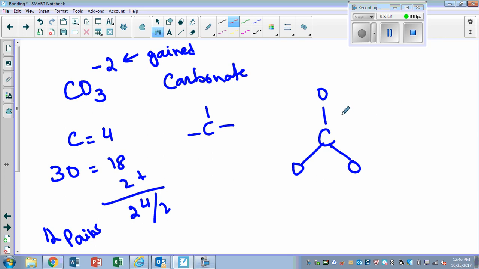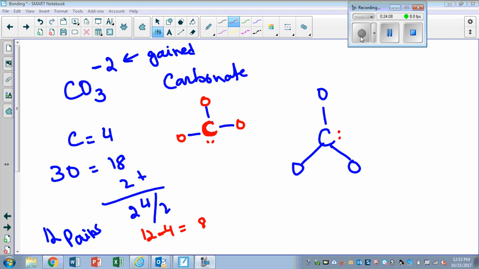So 1 pair goes to the carbon. So that completes the carbon. I have 3 oxygens on 3 sides. So I used 4 pairs: 1, 2, 3, 4 pairs. That completes carbon. Carbon has 8: 2, 4, 6, 8. Carbon is done. Carbon is taken care of. But I used 4 pairs out of 12. So 12 minus 4, I still have 8 more pairs. That I'm going to distribute as valence electrons.